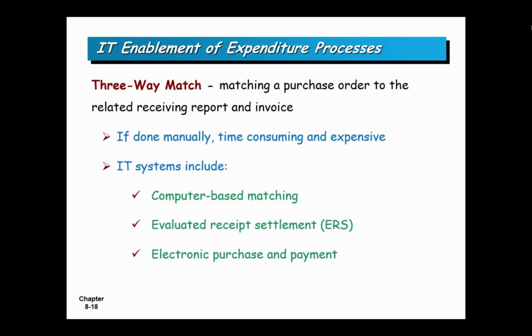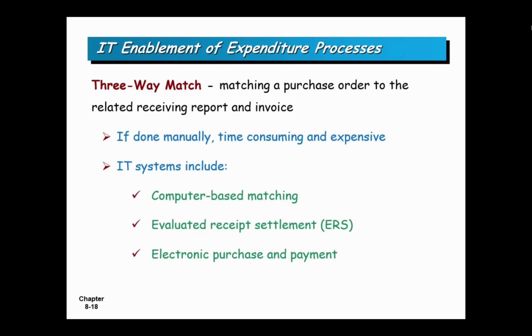Okay, the three-way match. We already defined it. It's between the purchase order, the invoice, and the receiving report. They need to match. If it's done manually, which is the historic way of doing it, it's time-consuming. If you do it in an automated fashion, it takes a lot of the work out of it. So when we think about how to use IT in the purchasing cycle, one of the ways you think about it is to enable the three-way match.